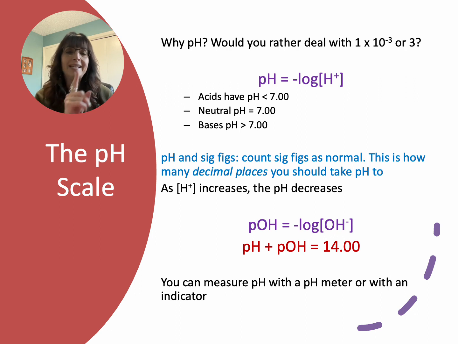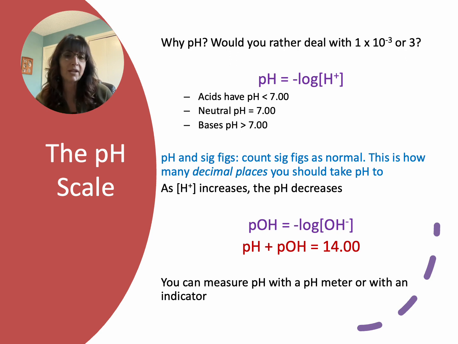That is how many decimal places you take your pH to. So if your problem has three sig figs, your pH will go to 3 places. Kind of interesting. But as the hydrogen ion concentration increases, the pH decreases. I mentioned that. So we can use these equations to bounce back and forth between the ions, between pH and pOH, and just remember that pH plus pOH equals 14.